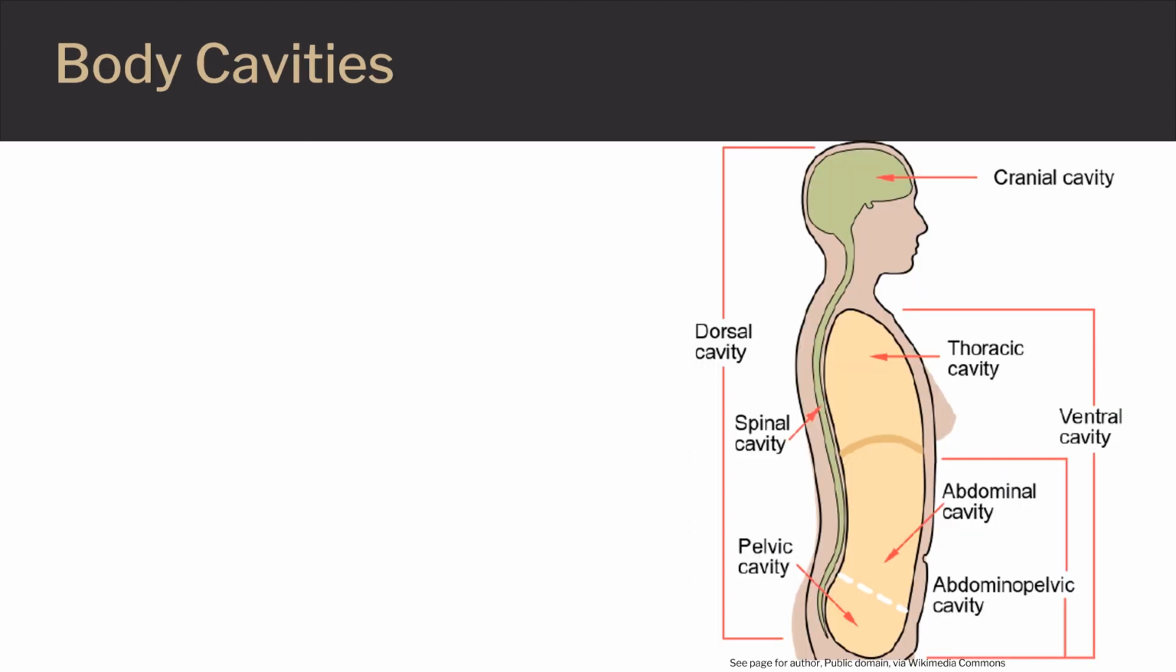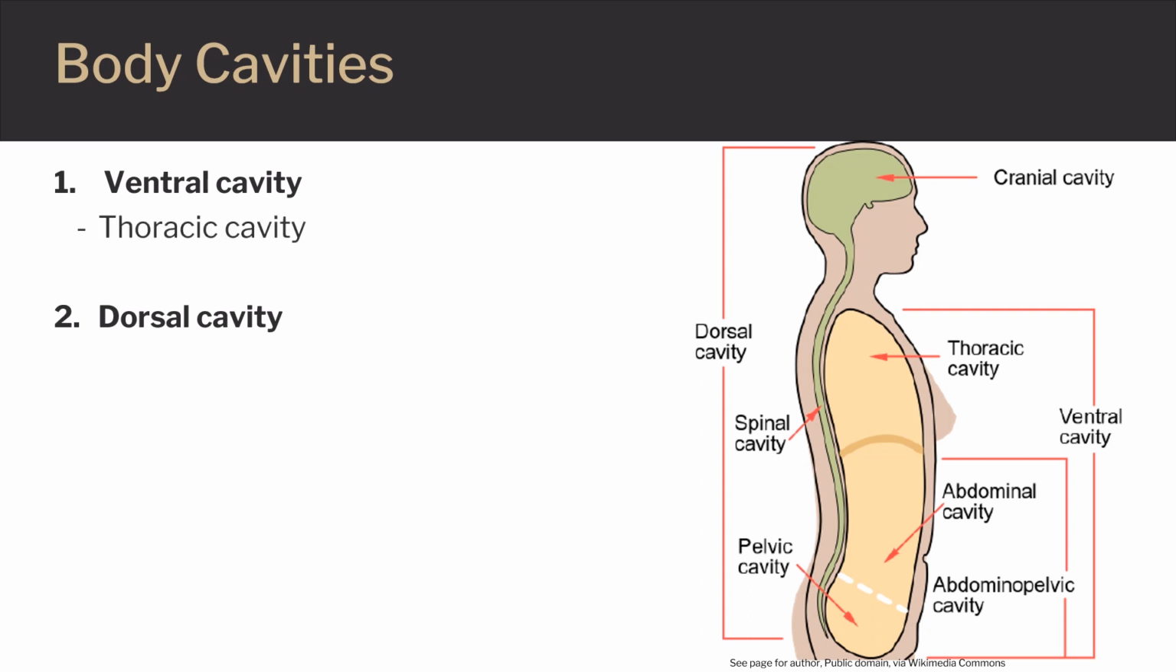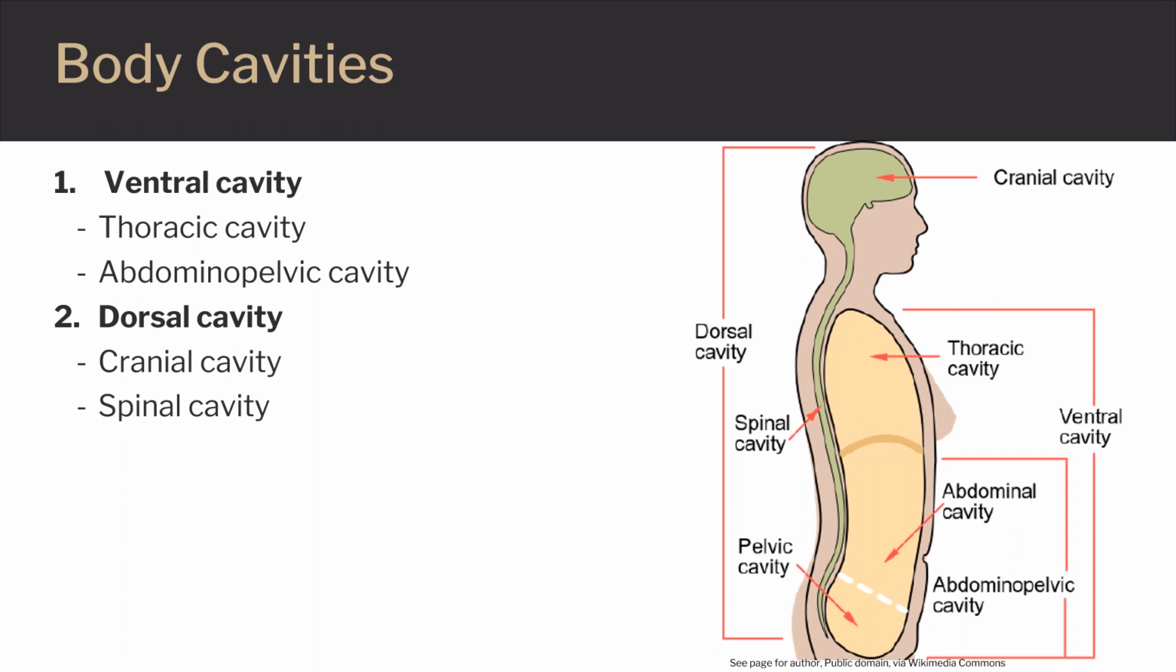Body cavities are spaces in the body that contain internal organs or viscera. The two largest human body cavities are the ventral cavity and the dorsal cavity. The ventral cavity is at the anterior or front of the trunk. It is subdivided into the thoracic cavity and the abdominopelvic cavity. The dorsal cavity is at the posterior or back of the body and includes the head and the back of the trunk.